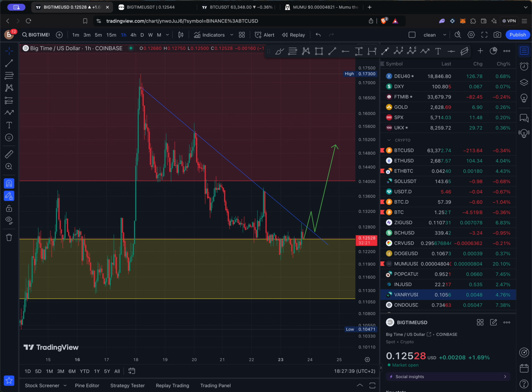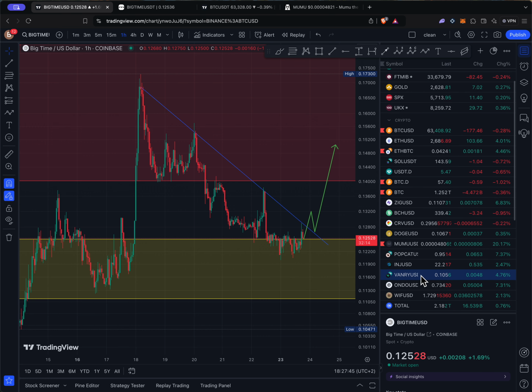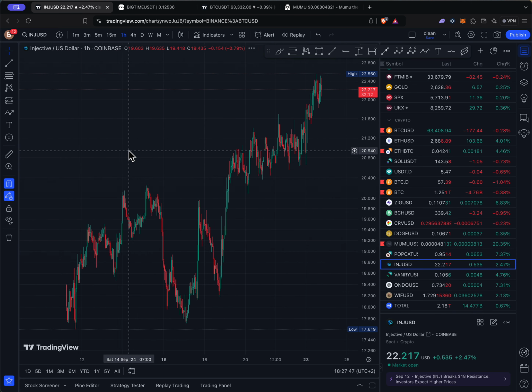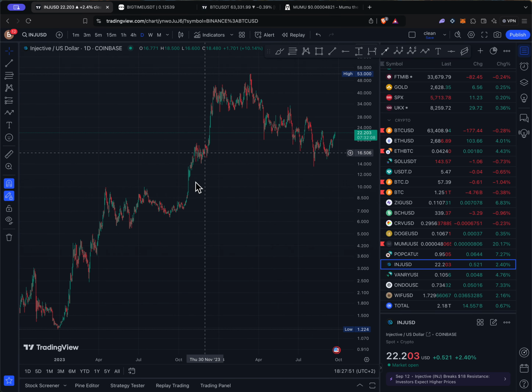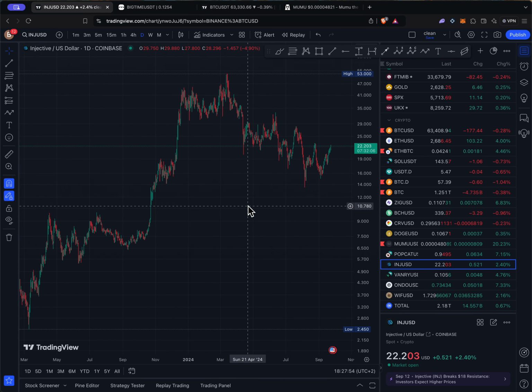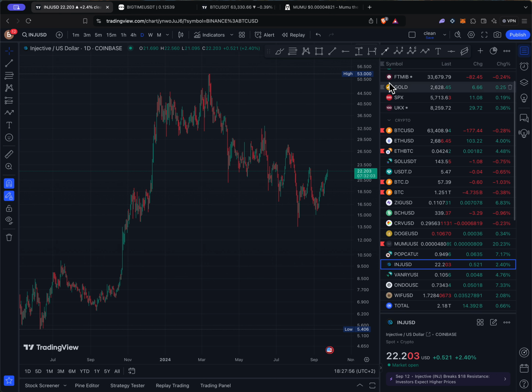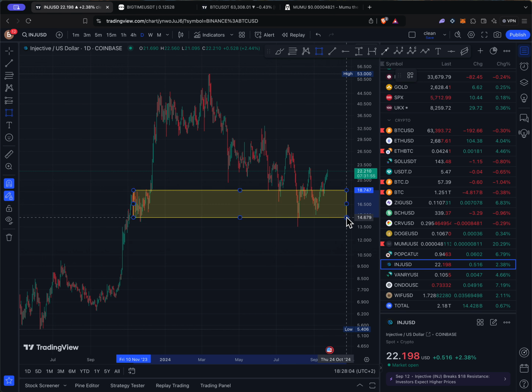BigTime. Okay, now INJ. INJ should have it here. Maybe yes. INJ daily. Okay, let's leave the $7 zone because it's not interesting now. We have this, an order block, daily order block.